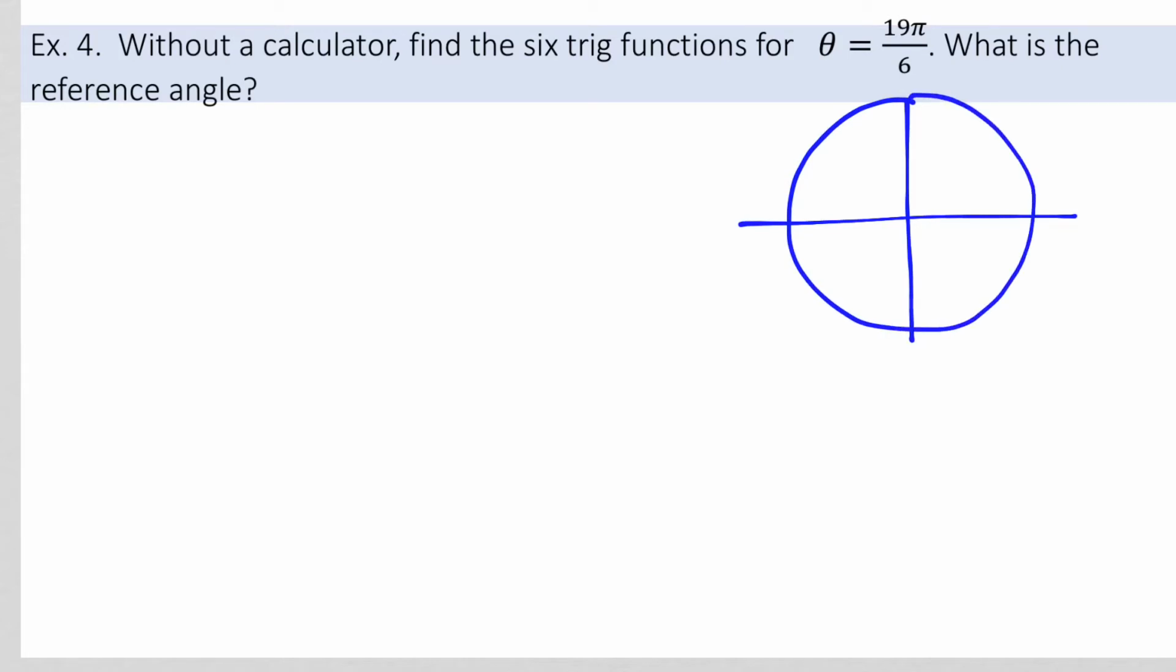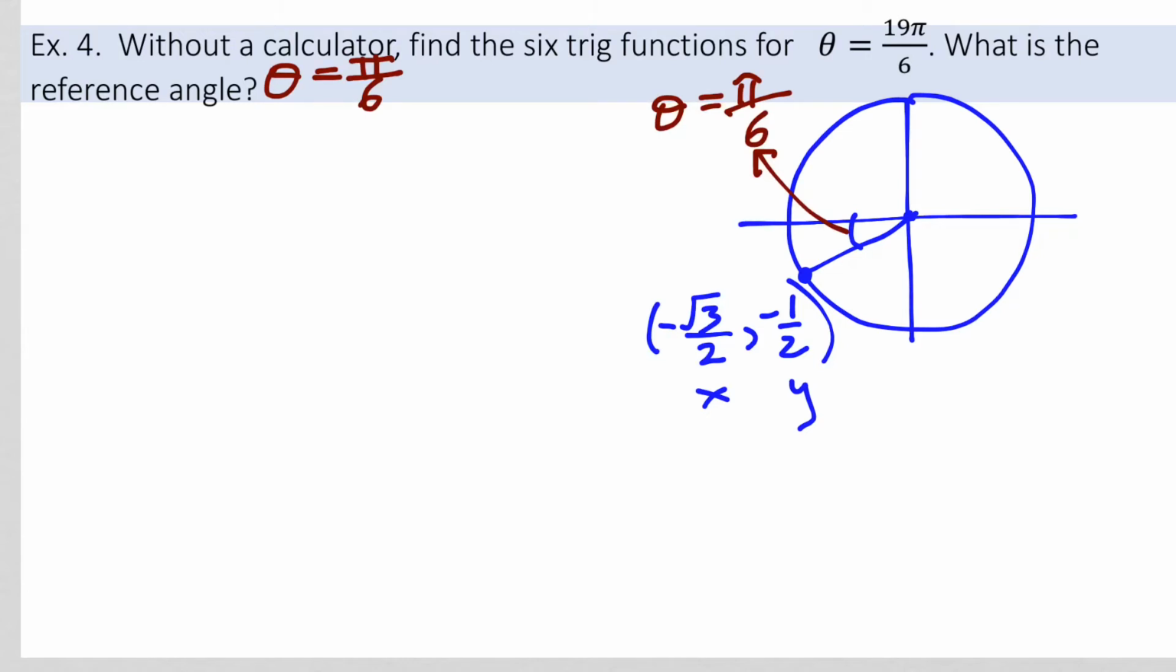All right, so 19 pi over 6, we said, was over here. So this is negative root 3 over 2 in the x, and negative 1/2 in the y. All right? And our reference angle right here was pi over 6. All right, so that's my diagram. Now let's come up with our 6 trig functions for 19 pi over 6.